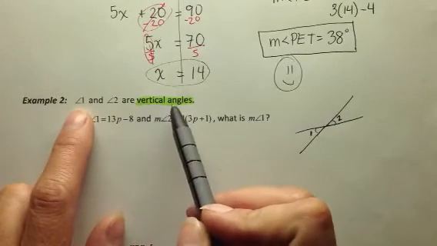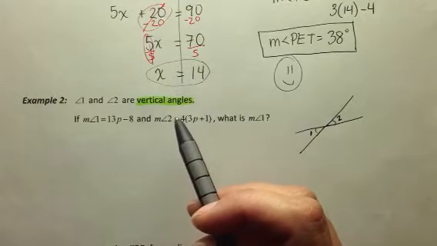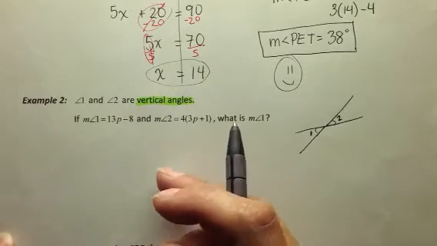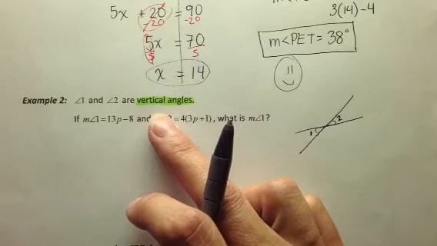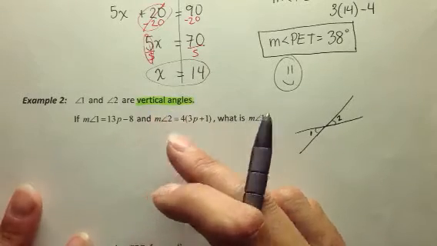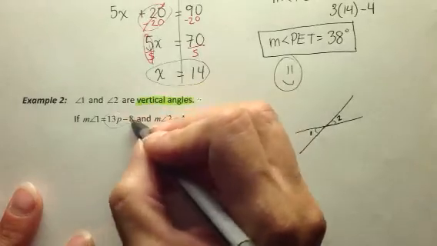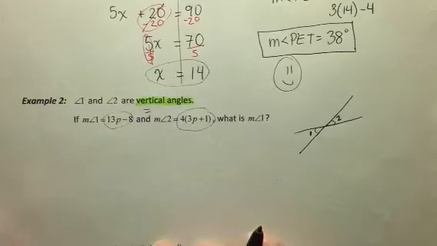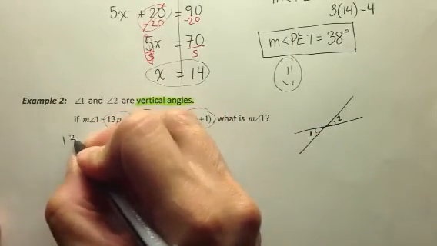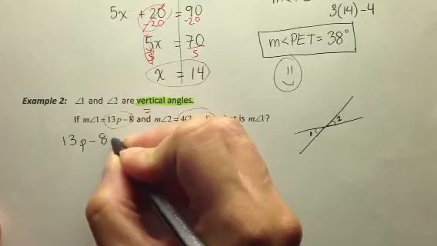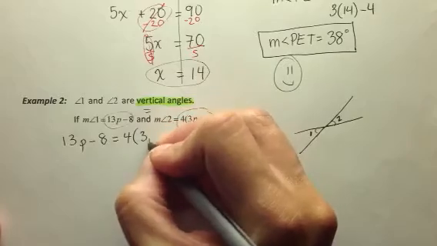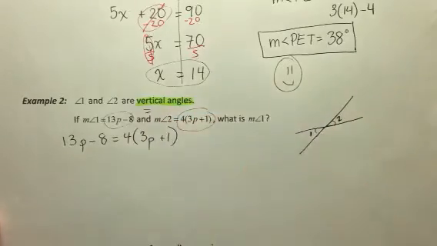Angle 1 and angle 2 are vertical angles. So I'm asking myself, what do I know about vertical angles and their relationship? Do they add up to something or are they the same? The definition of vertical is that they are congruent. So what that means is that one angle is going to be equal to my other angle. Okay, so I'm going to go ahead and set up my equation. 13p minus 8 is equal to 4 times 3p plus 1.